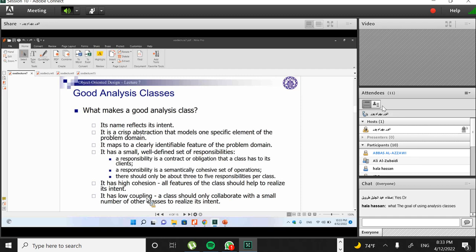It is possible for a class to use the services of other classes to do its responsibility, but the dependency should be weak. So a good analysis class has low coupling. A class should only collaborate with a small number of other classes to realize its intent.